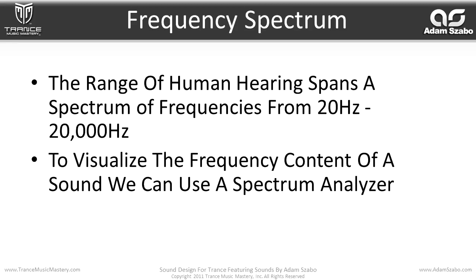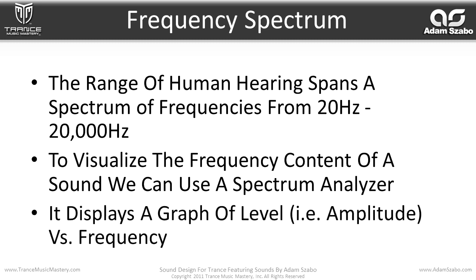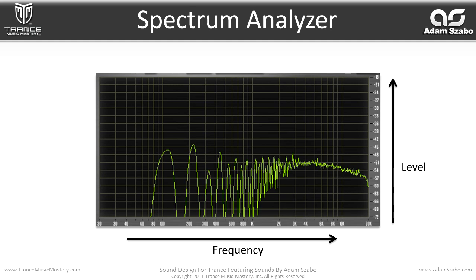To visualize the frequency content of a sound, we can use a spectrum analyzer, and it displays a graph of level, in other words, the amplitude versus the frequency. So here's an example of a spectrum analyzer showing frequency versus level. And here we see multiple frequencies within a sound at various levels.